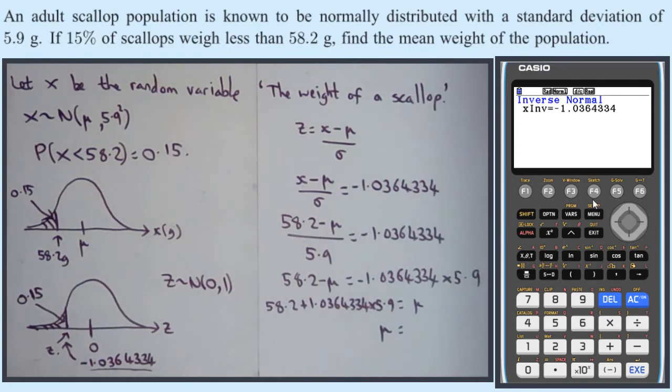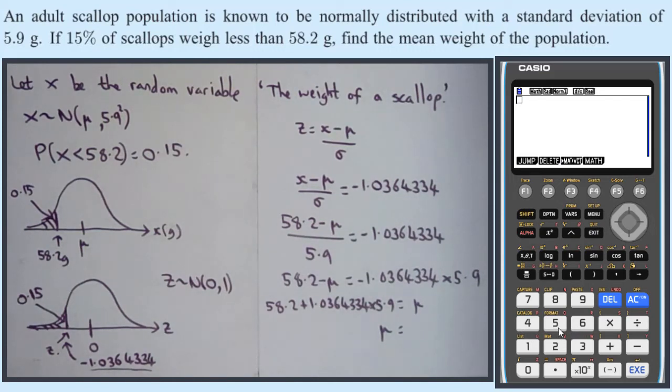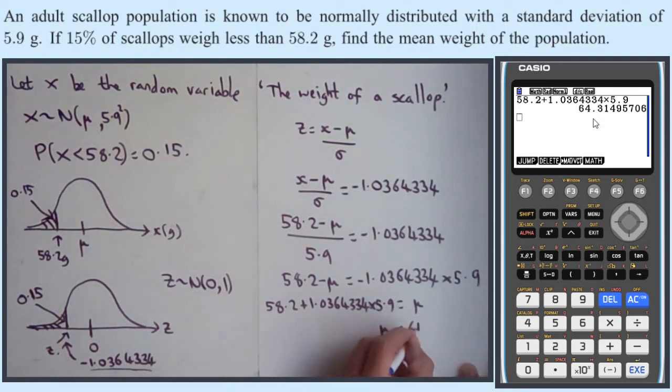Let's go to the calculator. Main run matrix mode, 58.2 plus 1.0364 times 5.9. And that gives us an answer of 64.31. So three significant figures, 64.3 grams.